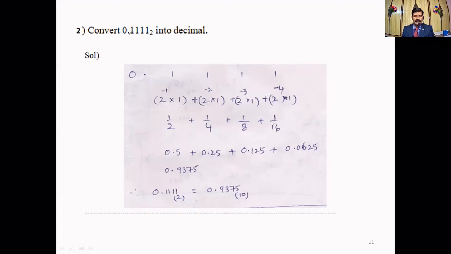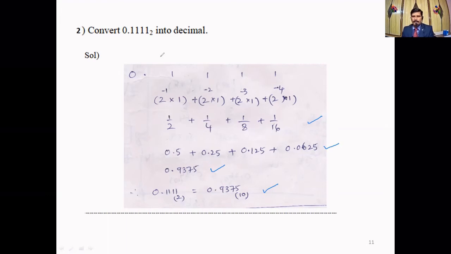There is a point here, and after this come the negative powers, right? So going on: 2 power minus 1 into 1, 2 power minus 2 into 1, 2 power minus 3 into 1, and 2 power minus 4 into 1. What is 2 power minus 1? 1 by 2, 1 by 4, 1 by 8, and 1 by 16 we need to write. The values are 0.5, 0.25, 0.125 plus 0.0625. If you add it, 0.1111 is equal to 0.9375.